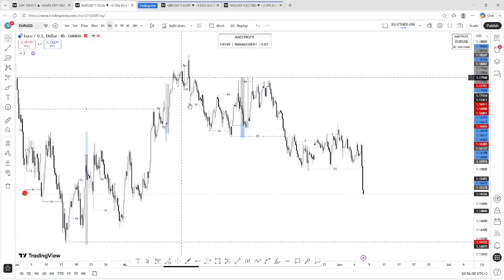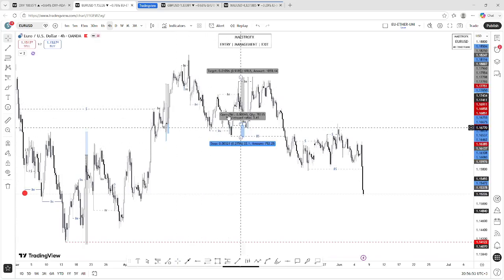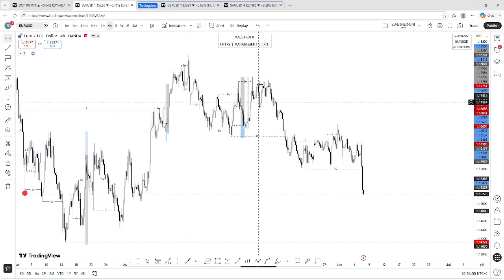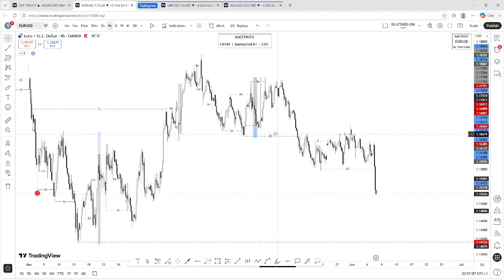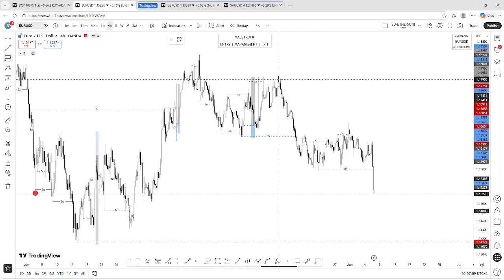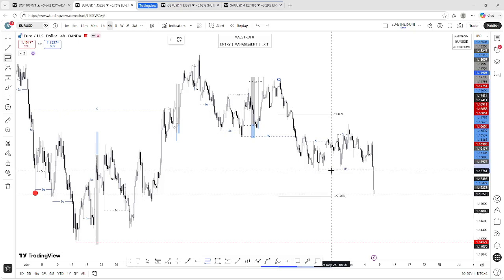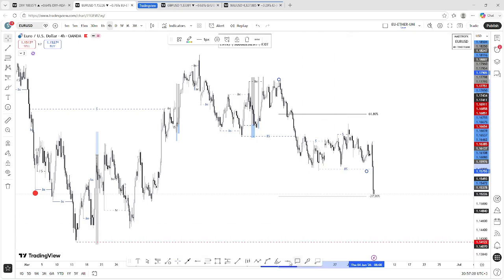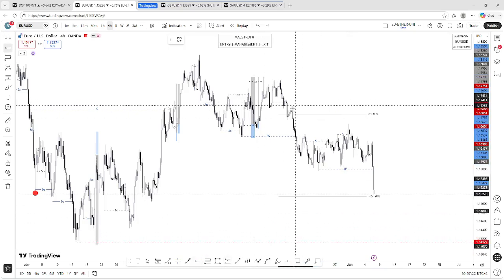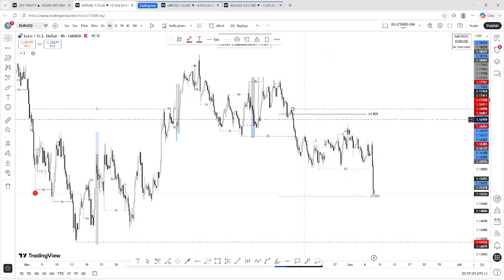On the 4 hour time frame, you can see that we had this break of structure, and after every break of structure there has to be a correction. From the previous analysis that I've done, you can see that I was anticipating that the price would at least reach 61.8 and again take this internal liquidity.